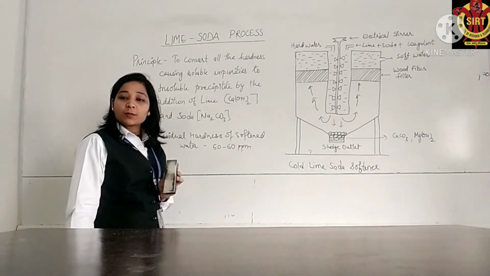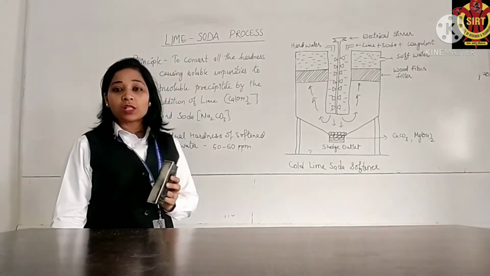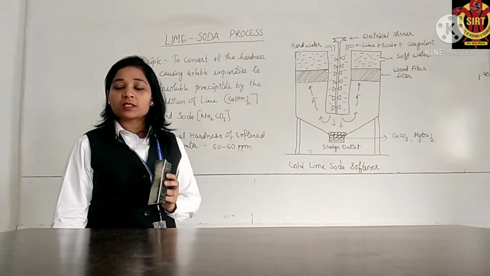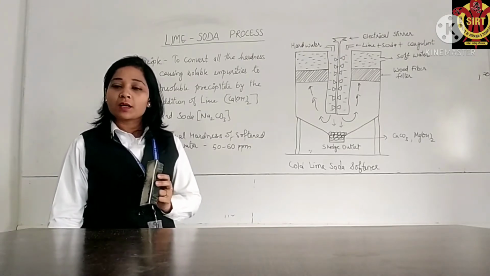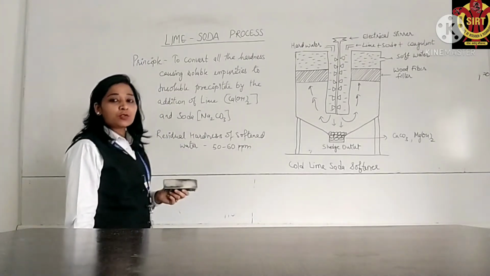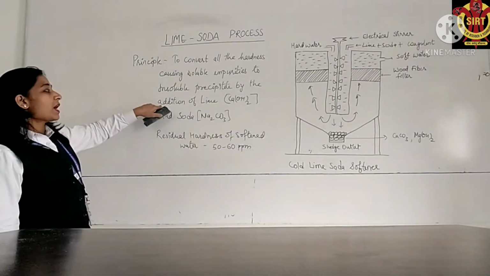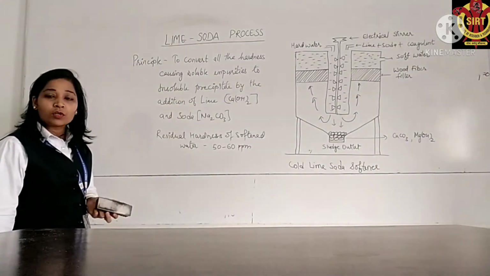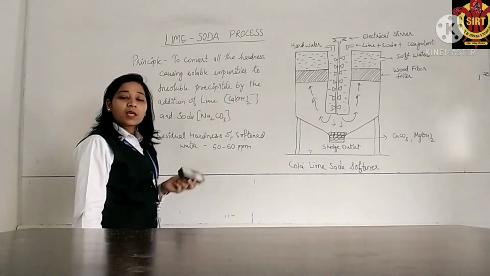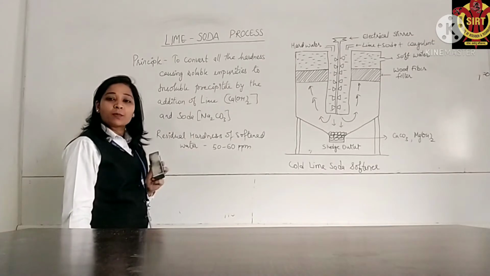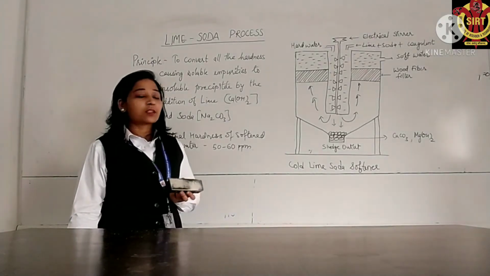As we know, the basic principle of lime soda process is to convert all the soluble impurities present in hard water into insoluble precipitate by the addition of lime and soda. That is the basic principle. Here the addition of lime and soda is done in calculated amount so that they react with the soluble impurities and convert them into precipitate. That precipitate is of magnesium hydroxide and calcium carbonate.